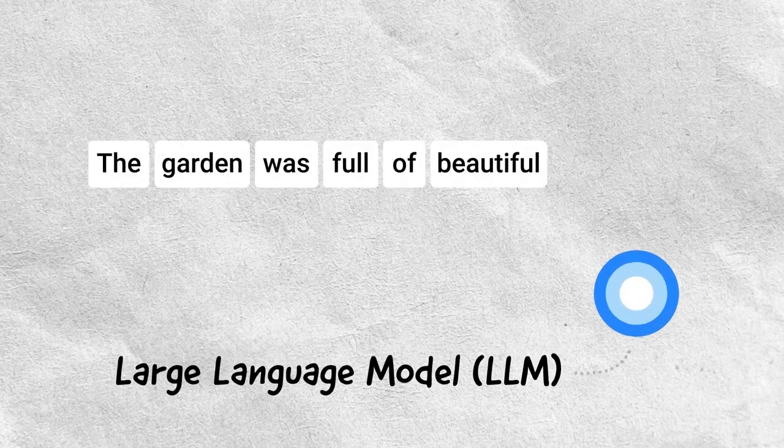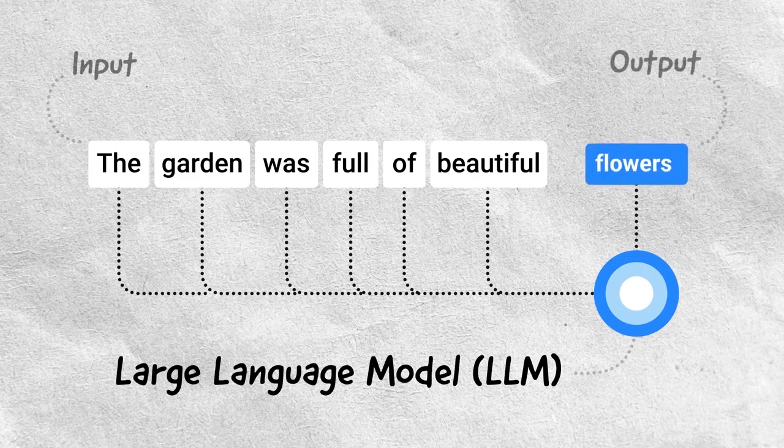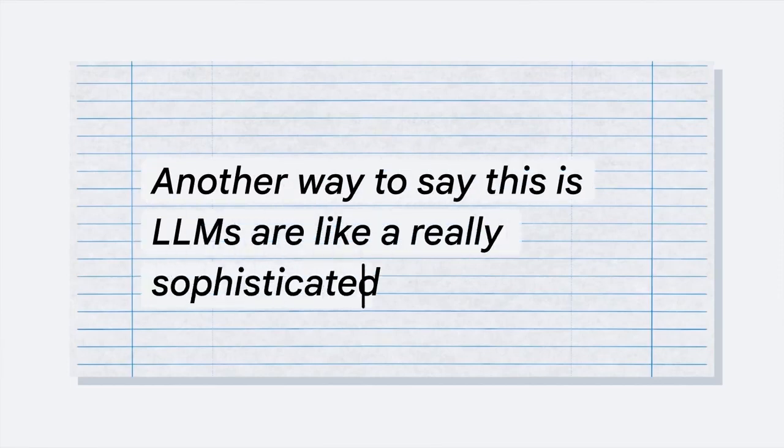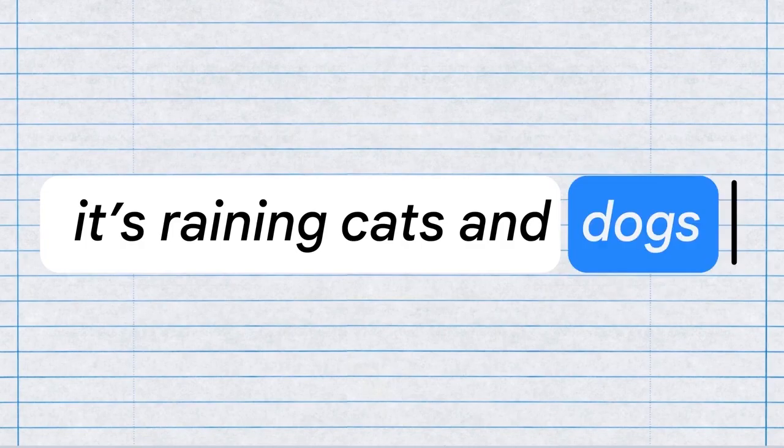LLMs learn about patterns in language from the massive amounts of text data they're trained on. Then they take as input some text and produce some output text that's likely to follow. Another way to say this is that LLMs are like really sophisticated autocomplete. So for example, if we give an LLM the input, "It's raining cats and," it'll probably predict that dogs is the most likely word to follow.